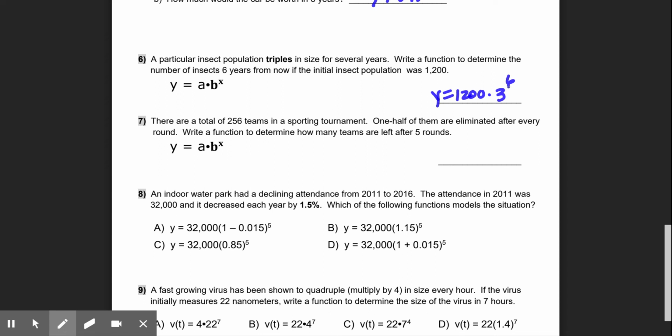Number 7, there are a total of 256 teams in a sport. 1/2 of them are eliminated. So half of them are eliminated. So y equals 256 times 1/2, and let's go ahead and just put that in parentheses, raised to the 5th power.